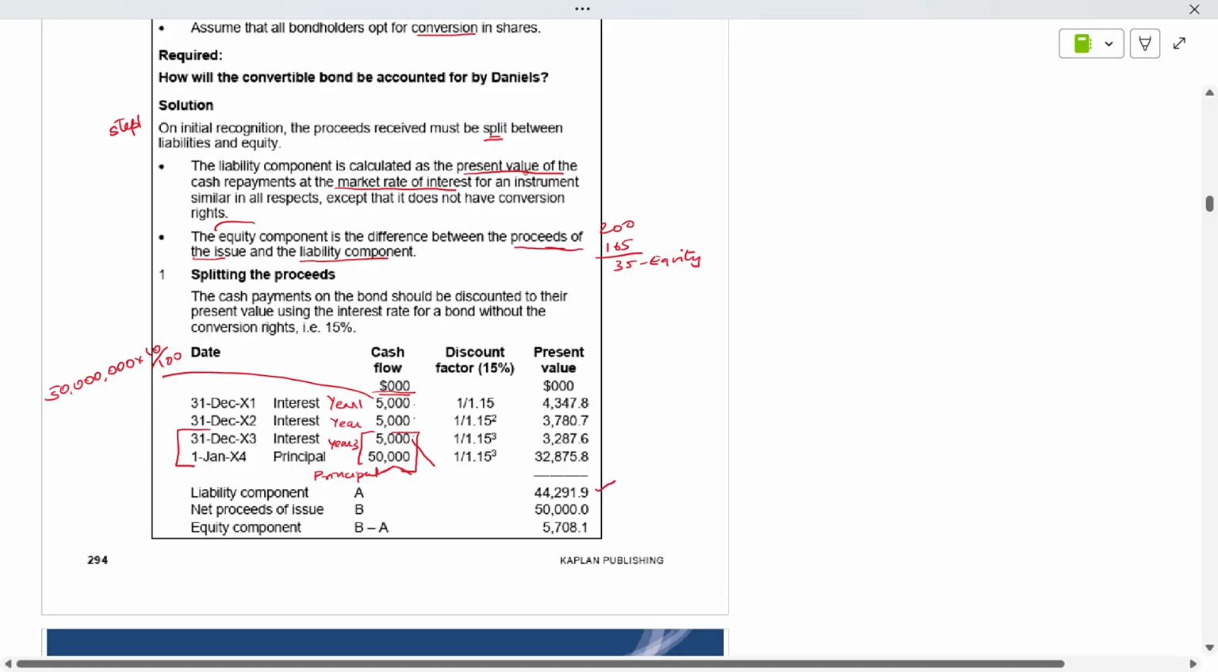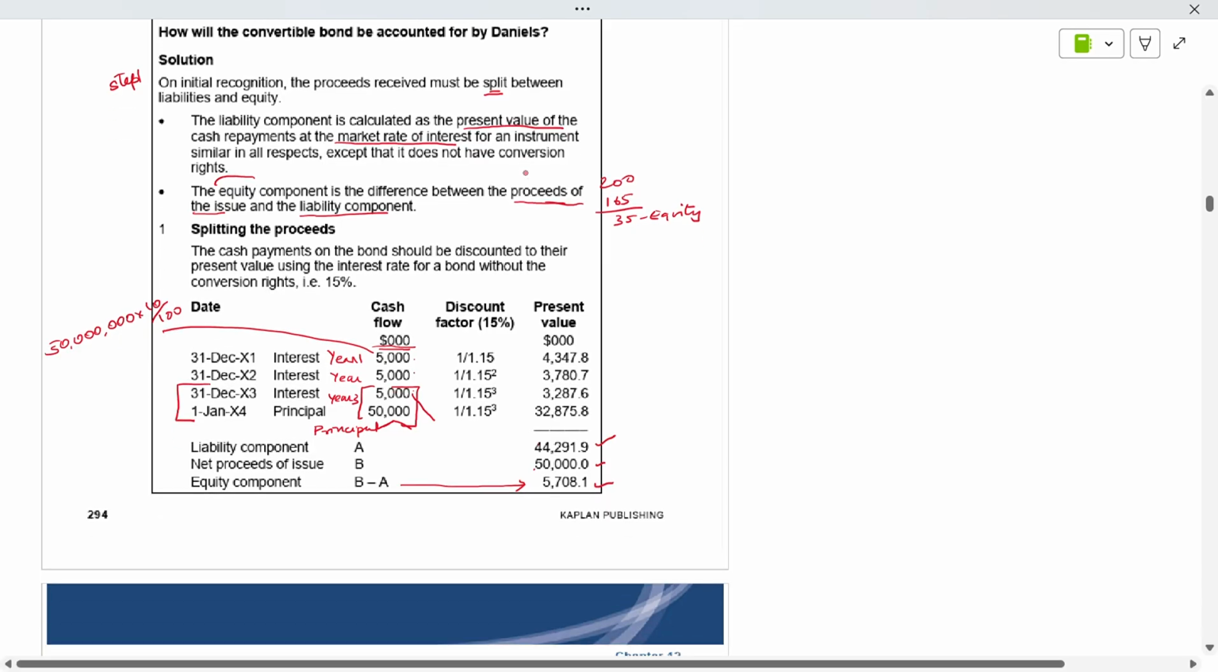How much have you received as proceeds? We have received proceeds of 50,000. The difference between the present value of the liability and the proceeds is nothing but the equity. Is it clear to you? Yes, doctor. Good. Yes, Fatma.